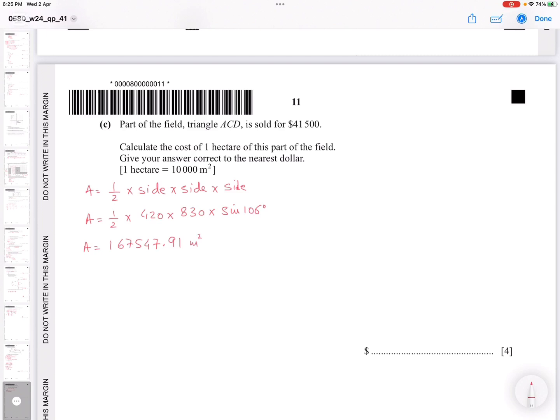And the question said 1 hectare equals 10,000 square meters. So we will divide this value by 10,000. 167547.91 divided by 10,000 came out as 16.754 hectares.